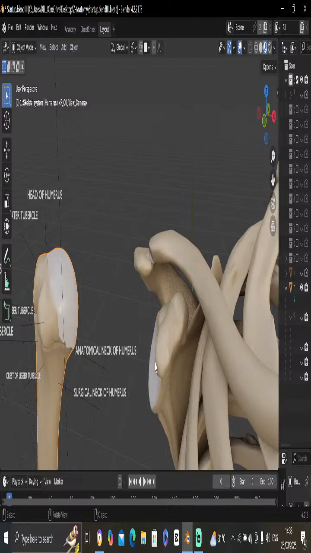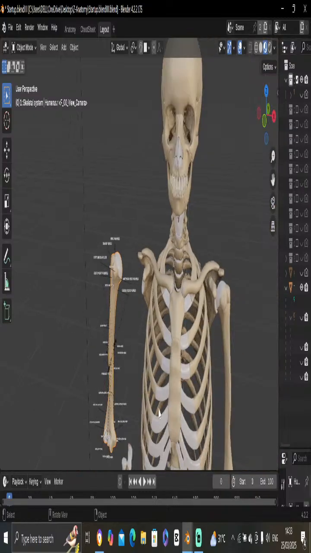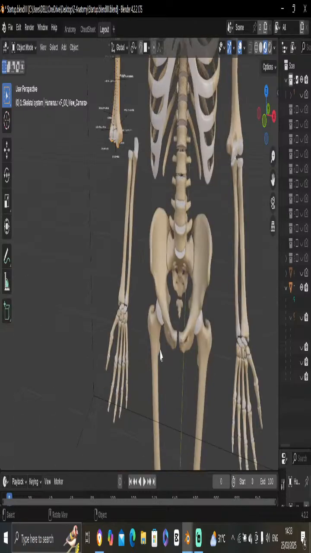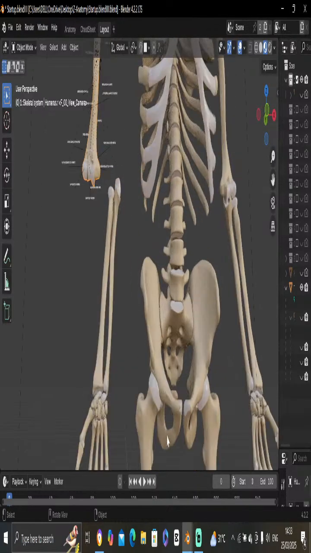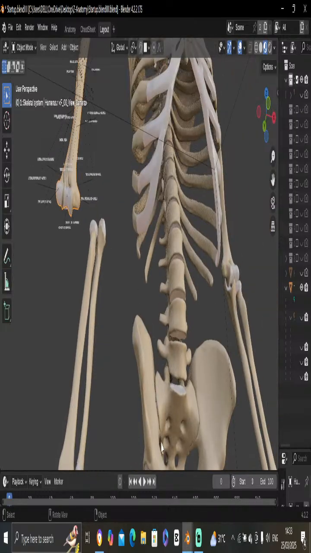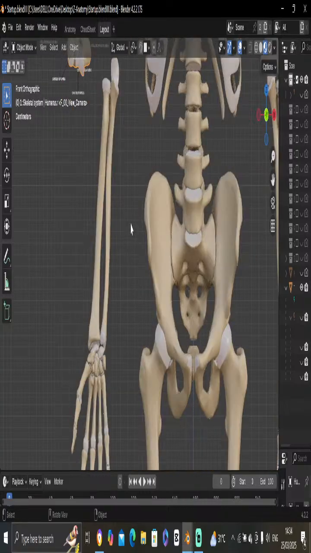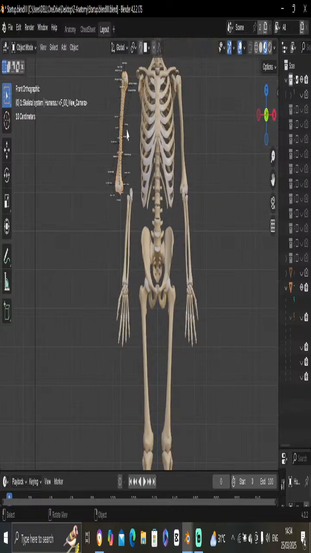So the glenoid cavity doesn't accommodate the head of the humerus completely. Unlike the hip joint, where we can see that the head of the femur fits into the acetabulum of the hip bone almost completely. It fits deeply into the acetabulum. So that is why the hip joint is much more stable than the shoulder joint. The shoulder joint is sacrificing stability for mobility.